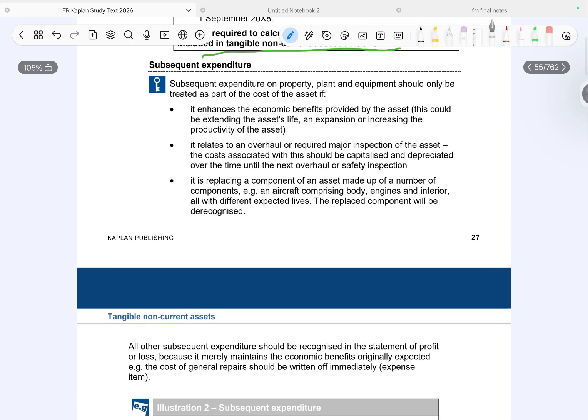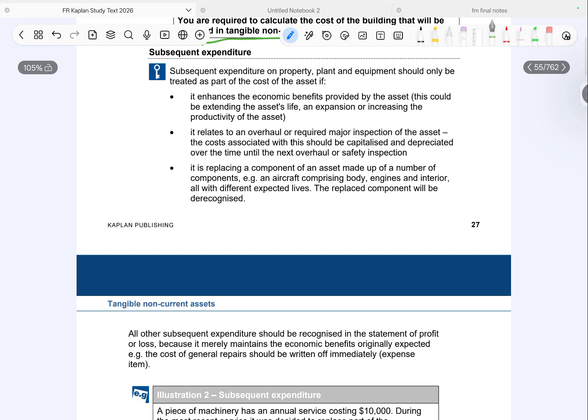Okay, now let's talk about subsequent expenditure. Subsequent expenditure on property, plant and equipment should only be treated as part of the cost of the asset if it enhances the economic benefits provided by the asset. This could be by extending the asset's life and expansion or increasing the productivity of the asset. If it relates to an overhaul or required major inspection of the asset, the cost associated with this should be capitalized and depreciated over the time until the next overhaul or safety inspection.